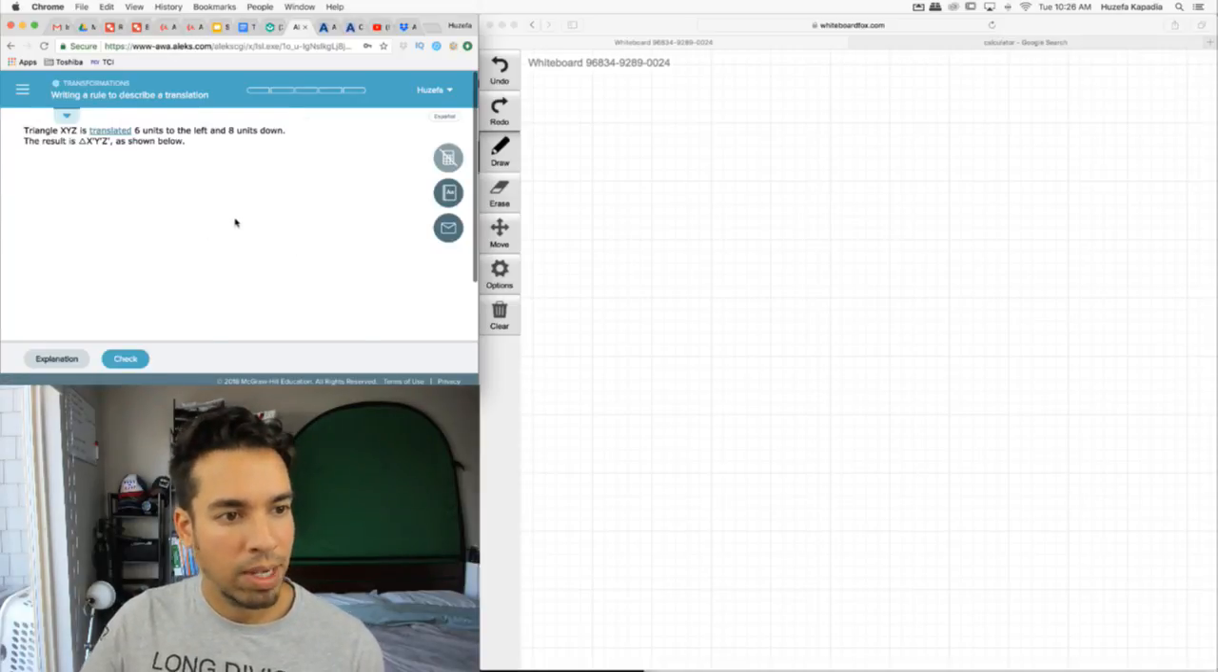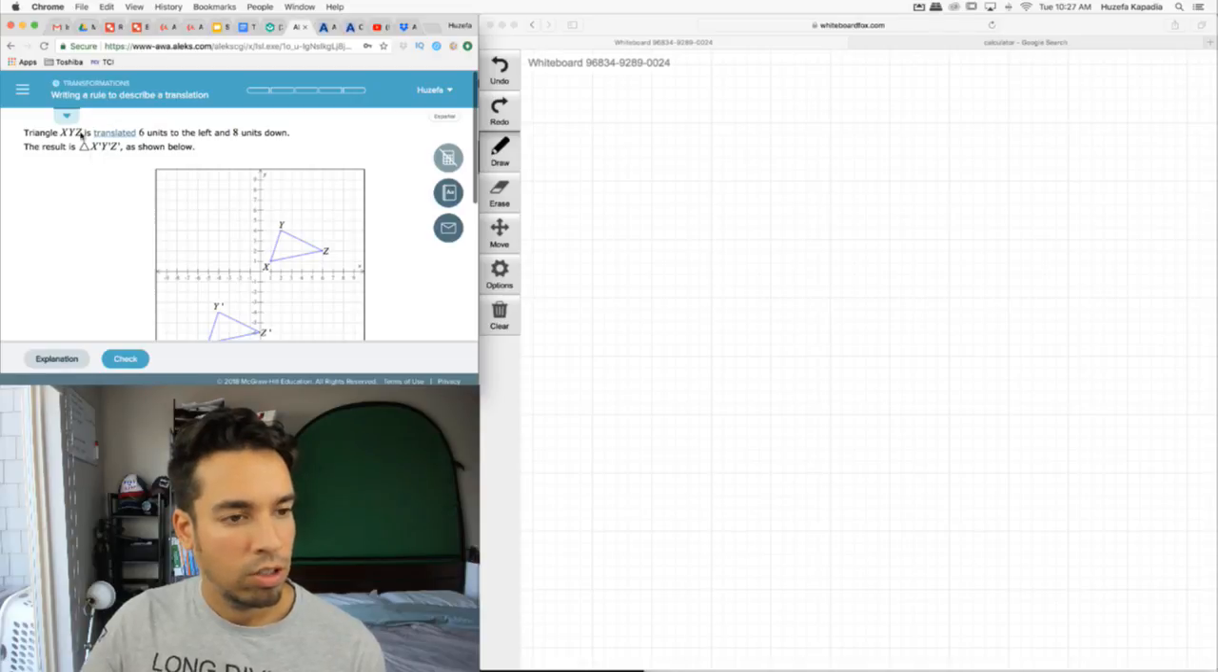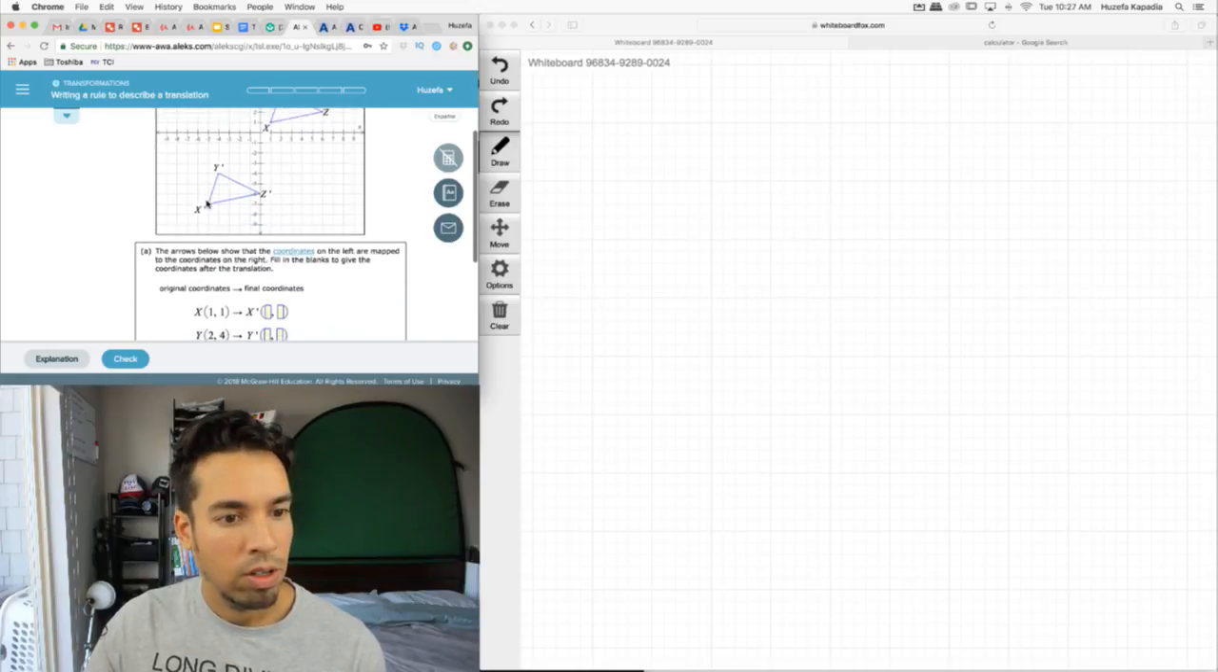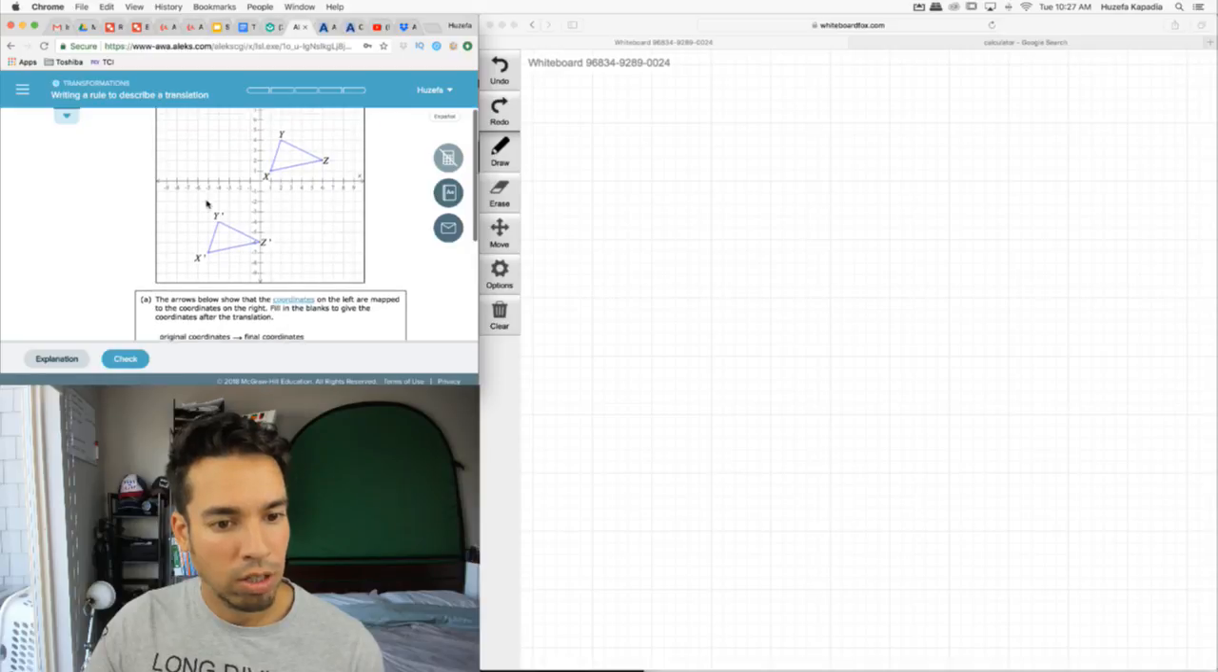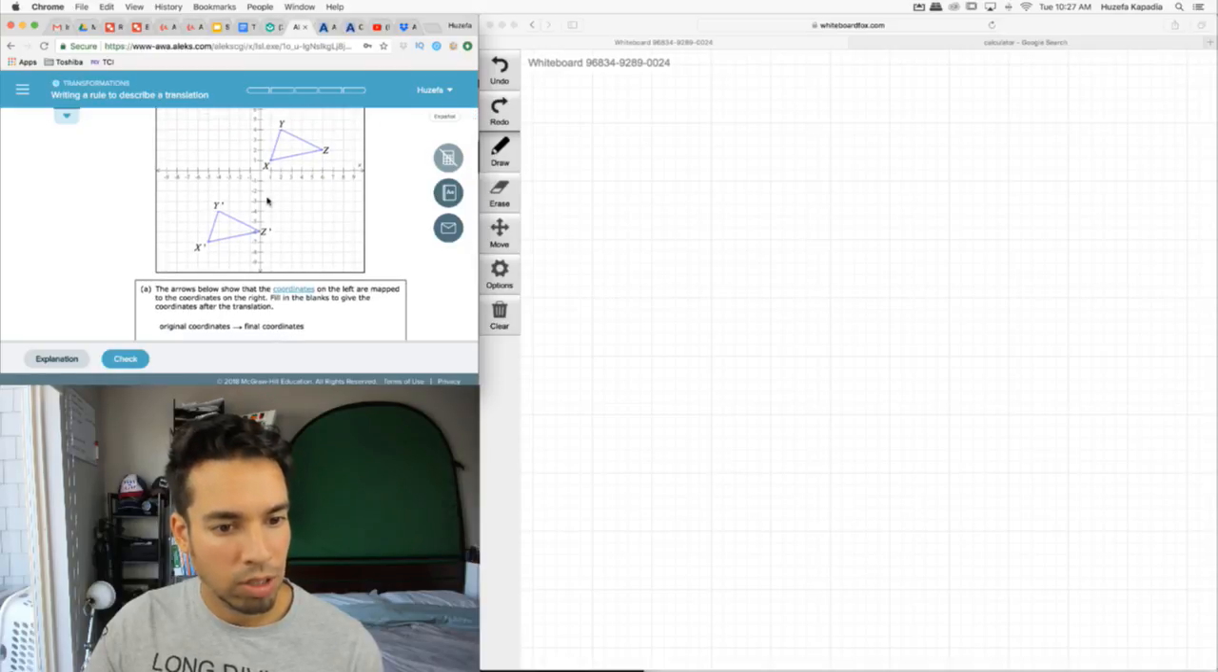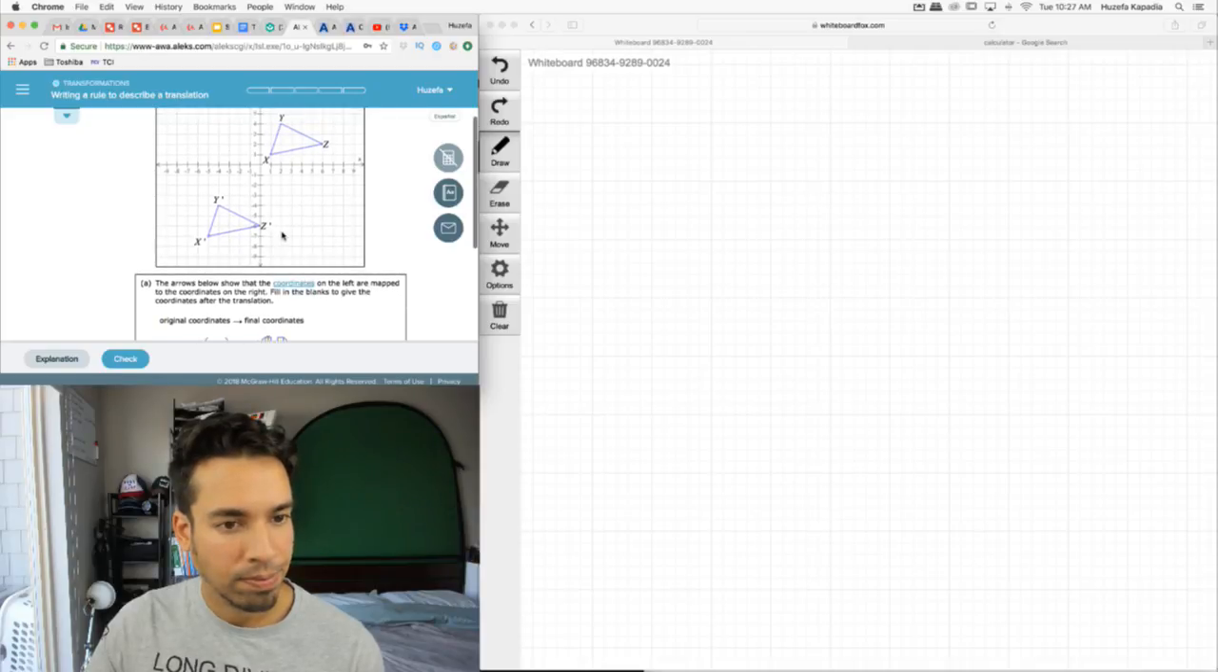Writing a rule to describe a translation. Triangle XYZ is translated 6 units to the left and 8 units down. The result is that triangle. The arrows below show that the coordinates on the left are mapped to the coordinates on the right. Fill in the blanks to give the coordinates after the translation.